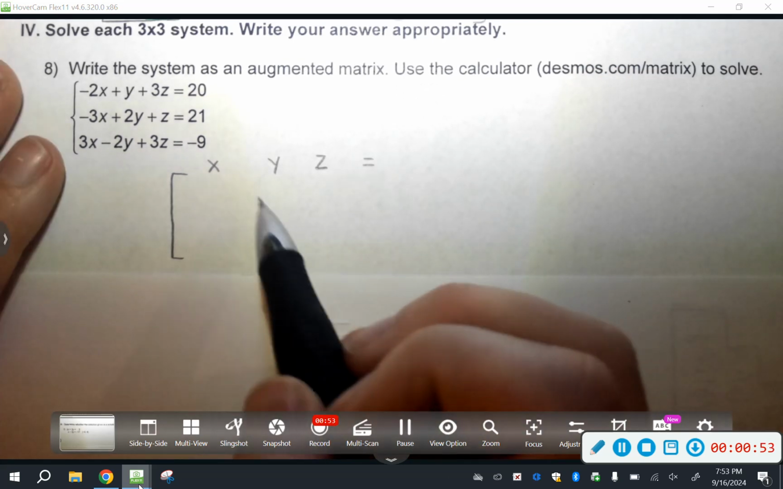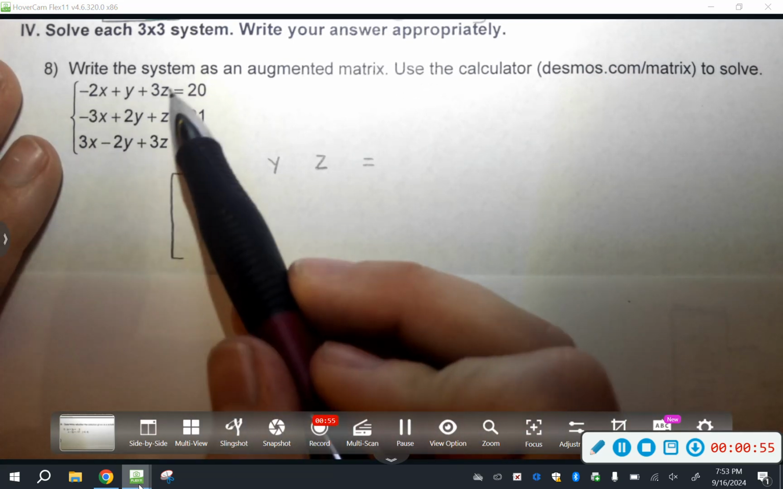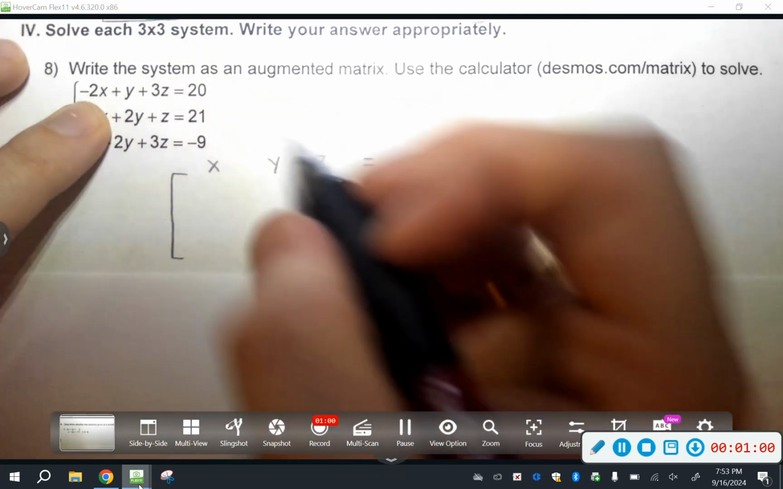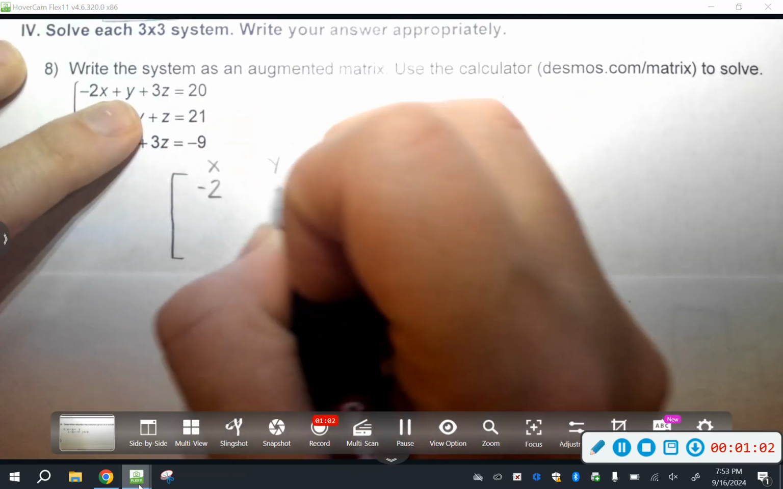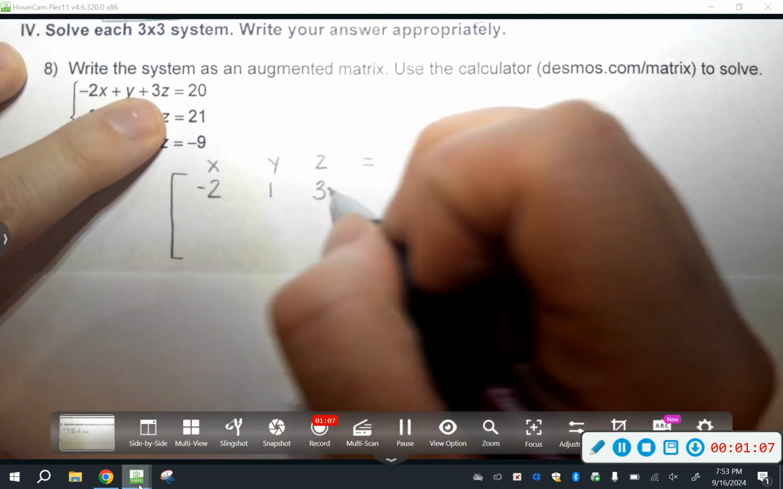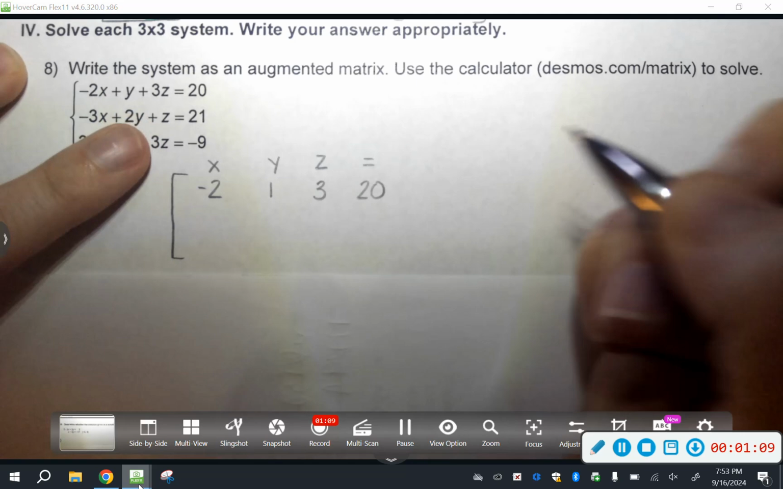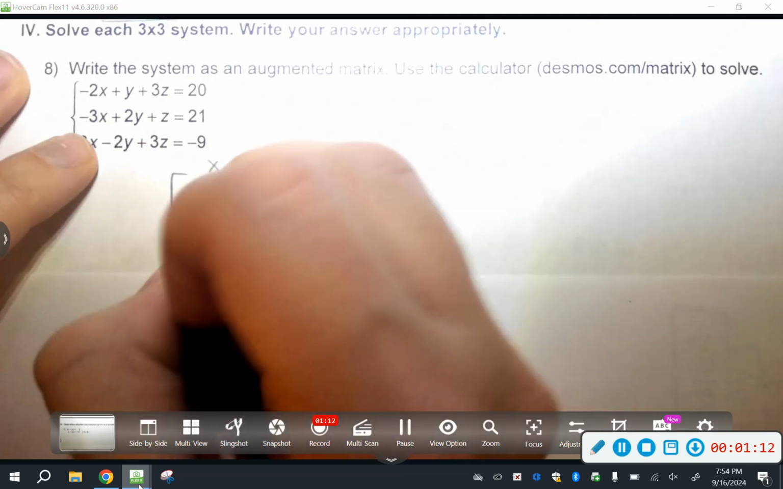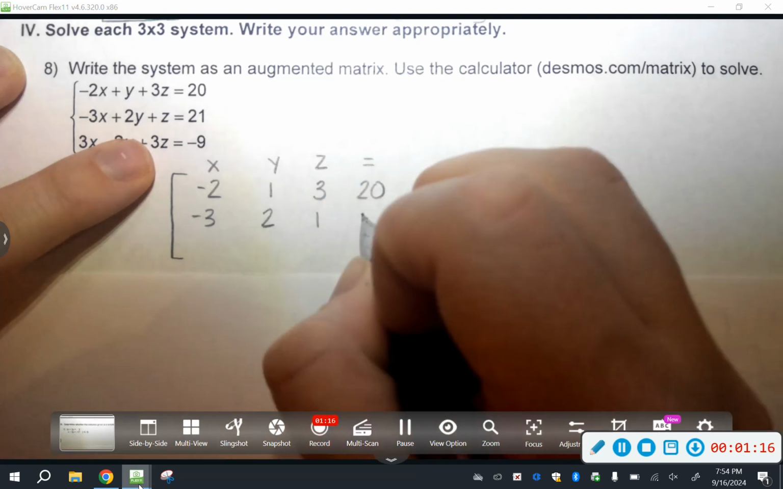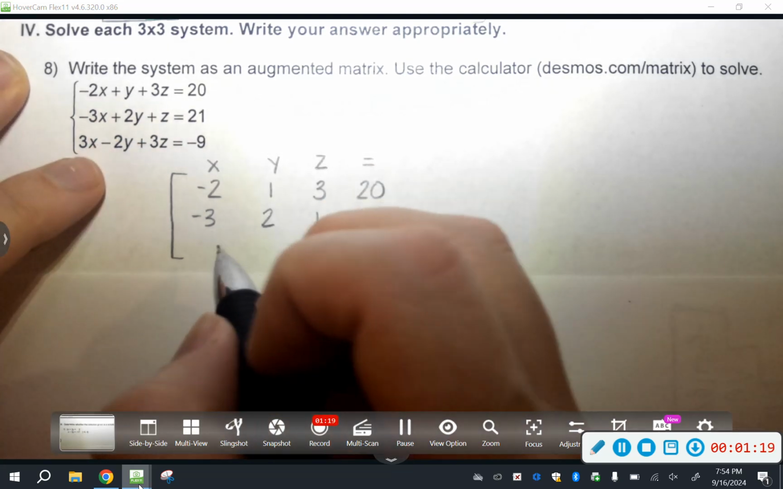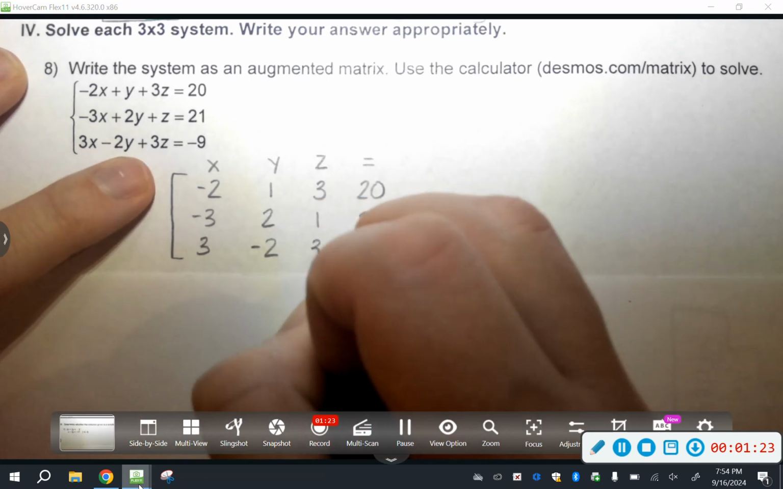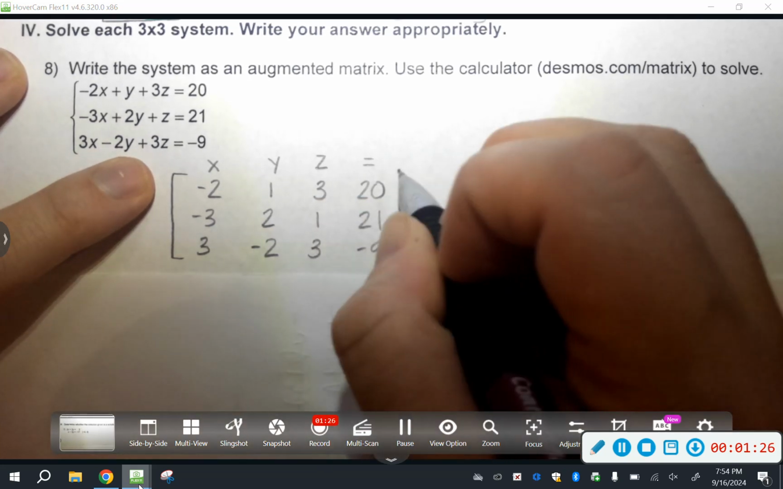Remember with our matrix, we are just taking the coefficients in front of each variable and writing them down. In front of this X, we have a -2. This one, the coefficient is a 1. It's just a little invisible 1. In front of this, we have a 3, and then equals 20. Next row, I have -3, +2, +1, and then it equals 21. Last row, I have +3, -2, +3, -9.